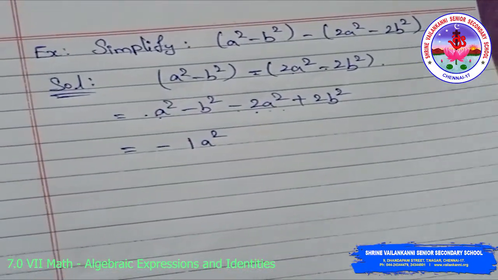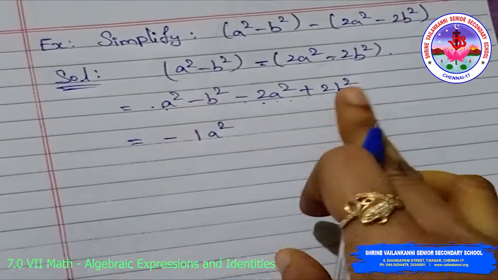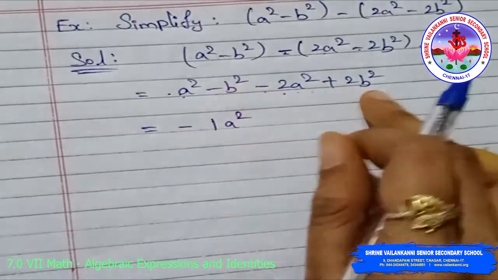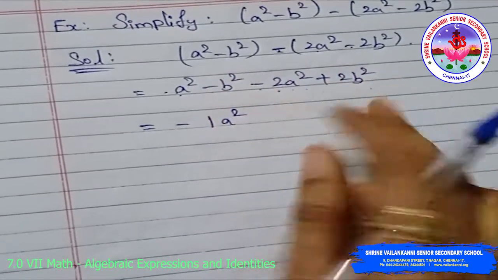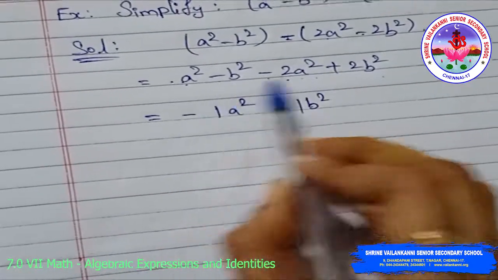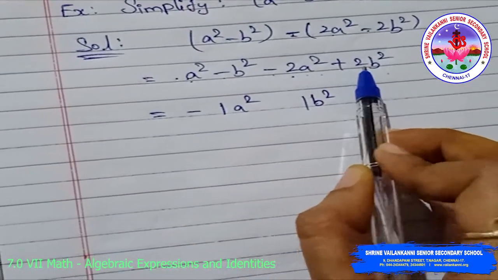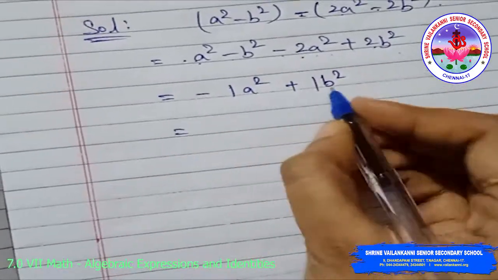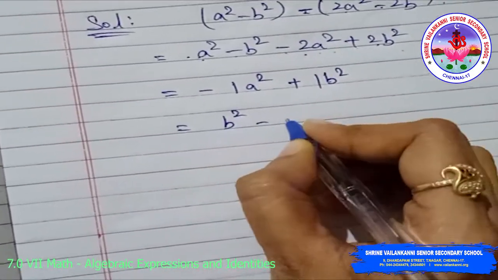The second term is b squared. Here negative b squared, positive 2b squared. So here also having different signs. So you can subtract the values. That is b squared, 1b squared. The highest value is 2. The sign of the highest value is positive. So positive b squared. The answer is b squared minus a squared.